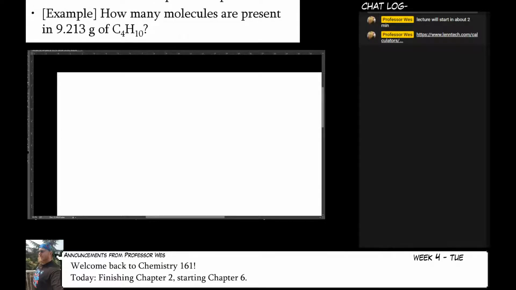There we go. All right, how many molecules are present in 9.213 grams of C4H10? So I am starting with grams of C4H10. Actually, let me do this in a different color, because I want purple to be my conversions here. And I need to get to molecules. I'm going to go through moles anyway. You don't have to. You could go straight from grams to molecules, but I personally think that this is the way to do it. And then molecules.